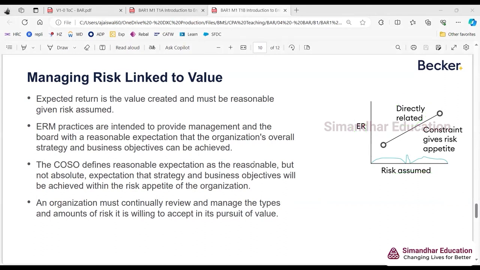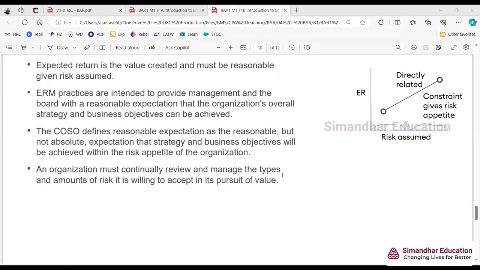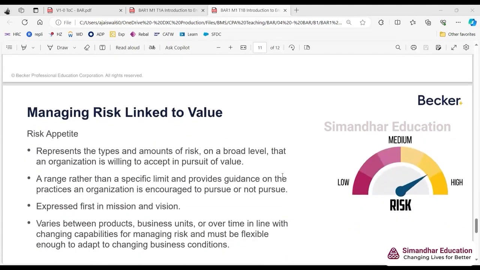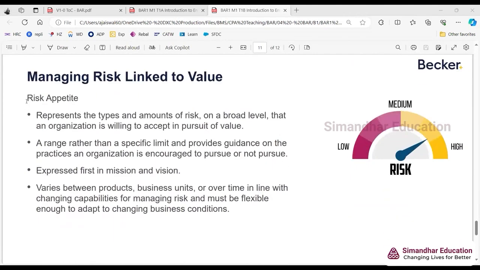All right, so now there are certain concepts that you need to know. First is what is risk appetite. Do you know the meaning of appetite? Appetite in a general sense, I'm asking. When you hear the word appetite, what do you think about it? I'm not talking about risk appetite, I'm talking about appetite only. Have you heard about the term appetite before?